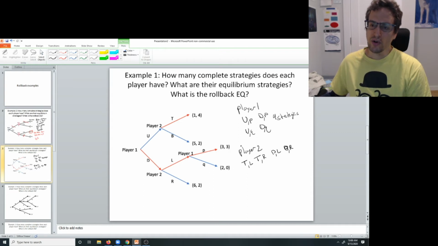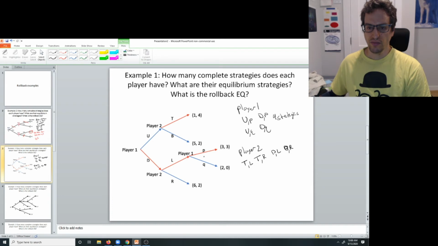At some point, you're going to stop doing it this way, writing them all out, and instead just start multiplying, right? Because this is the same thing as saying 2 strategies times 2 strategies. It's not additive, it's multiplicative. So then we do the rollback, right? Let's get a green pen here.